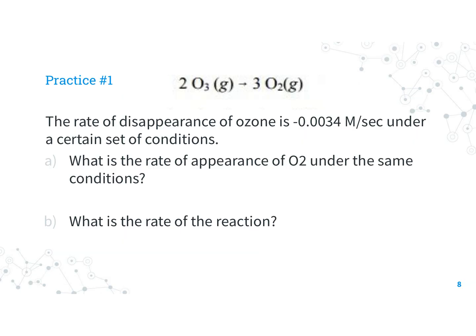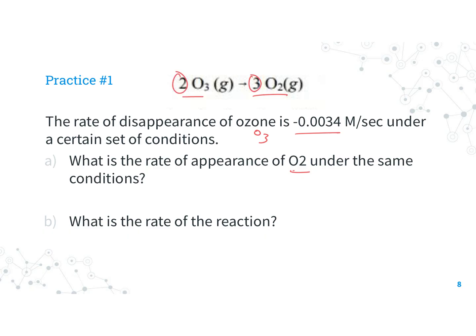Now, let's look at this quick example together. We're given this reaction, 2O3 makes 3O2. We're told that the rate of disappearance of ozone, which is O3, is negative 0.0034 molar per second under a certain set of conditions. And we're asked, well, what the rate of appearance of O2 is under those exact same conditions.